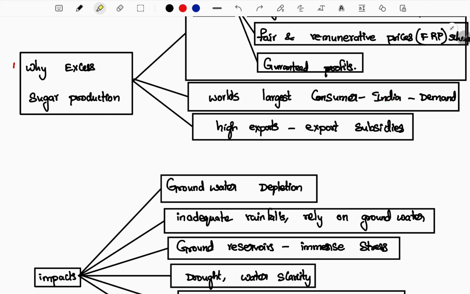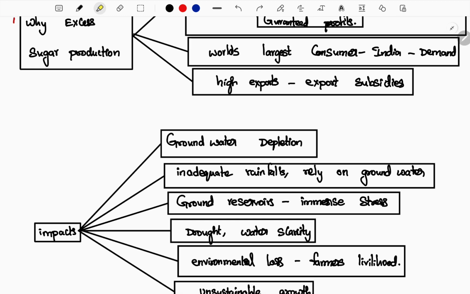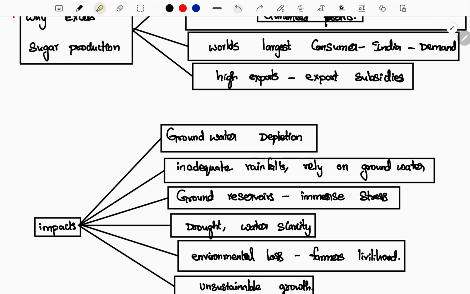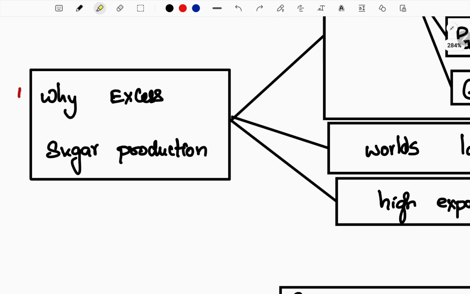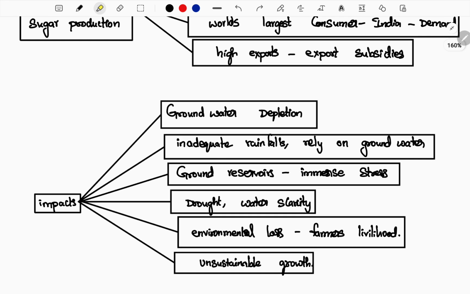To fulfill the demand, more farmers concentrate on sugarcane cultivation. And we are also concentrating on more exports, because to promote exports, the government is providing export subsidies. So these are all the things that have favored farmers to have excess sugarcane cultivation, and we are having excess sugarcane production in India.